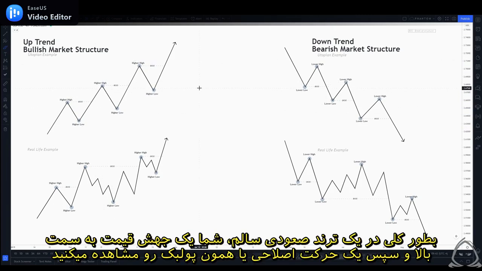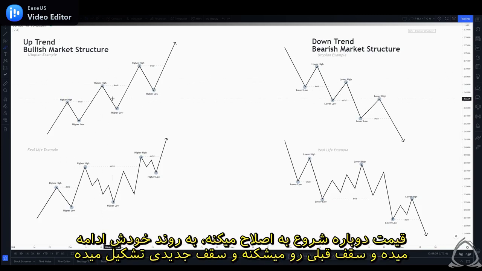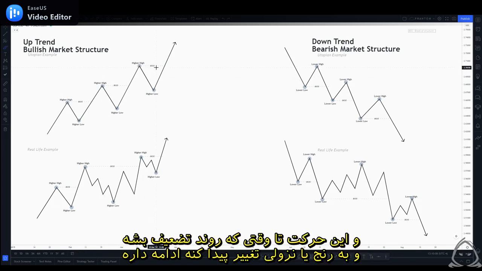Basically, when we're looking at a healthy uptrend, we'll see a push to the upside followed by a retrace or correction, which is shown by price pulling back and then price moving back to the upside, breaking the previous high and then continuing on to make a higher high. Price then retraces or corrects back to the downside and then moves back to the upside, breaking the previous higher high, creating a new higher high. And this will continue to happen over and over again until a trend is exhausted and either begins to range or switch to a downtrend.